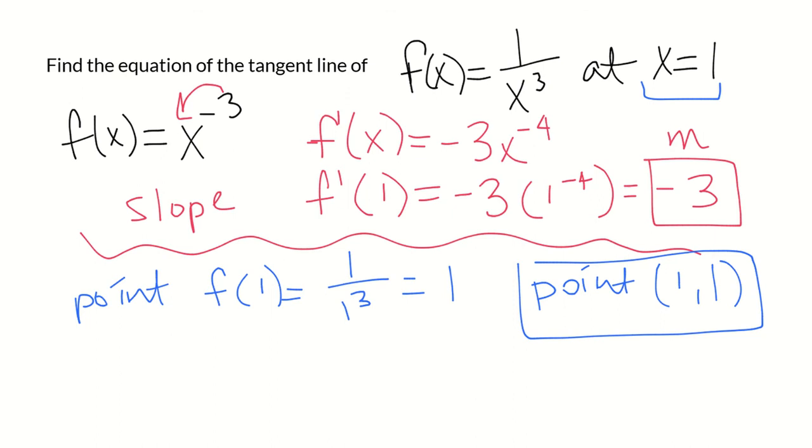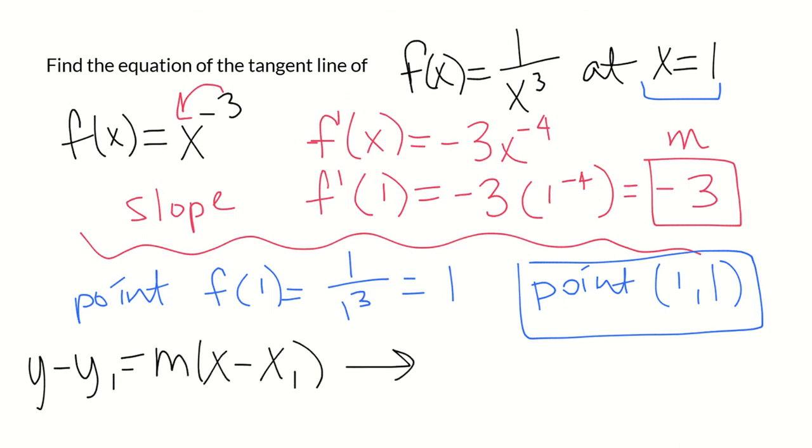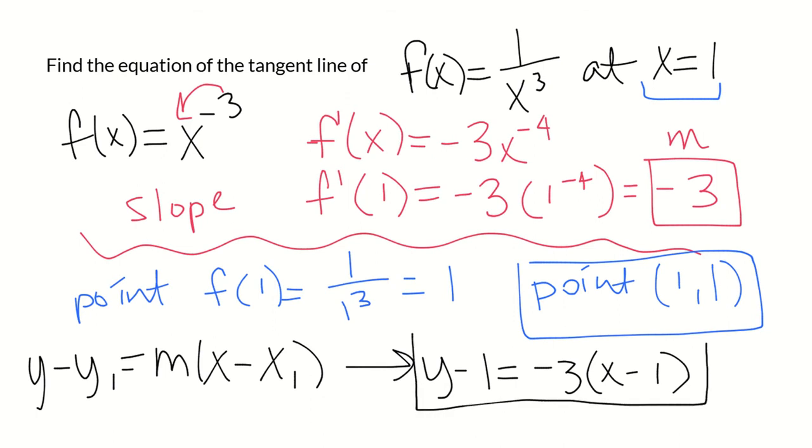Okay, now we can take that point and that slope and plug it into y minus y1 equals m times x minus x1, which is going to be y minus 1 equals negative 3 times x minus 1. And that is the equation of our tangent line.